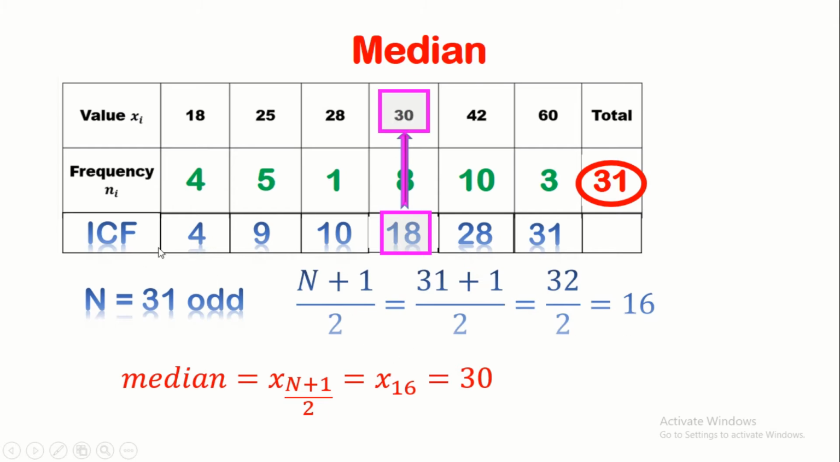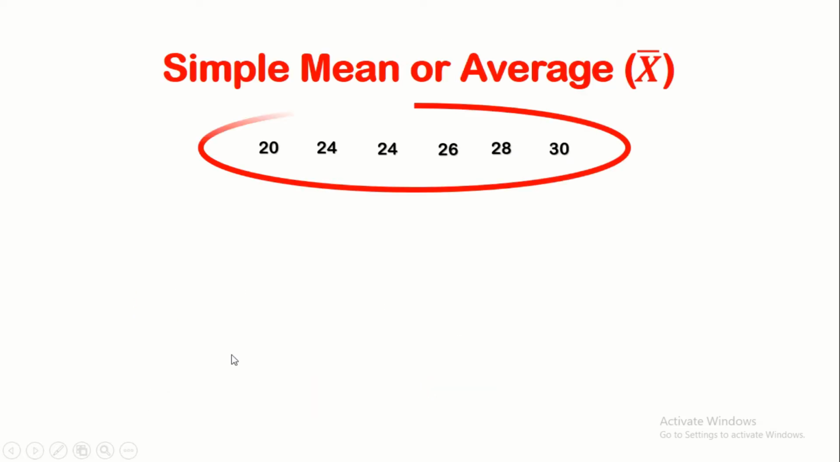We don't have 16 in the increasing cumulative frequencies. We search for the number directly greater than 16, which is here 18. Its value is 30, so we can say that x16 equals 30 and the median here is 30.